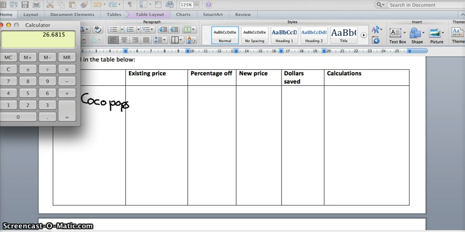What was the information you were provided? Percentage off and the new price. The percentage off, which was 51%. And the new price? $3.99.